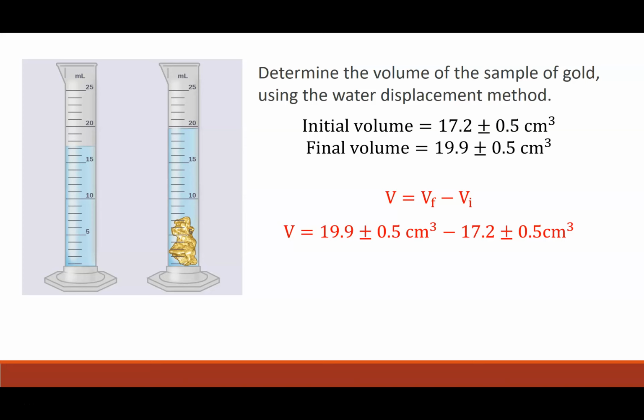When I subtract 19.9 by 17.2, I get 2.7. Then we simply add the uncertainties, 0.5 plus 0.5. So the final answer is 2.7 plus or minus 1.0 cubic centimeters.